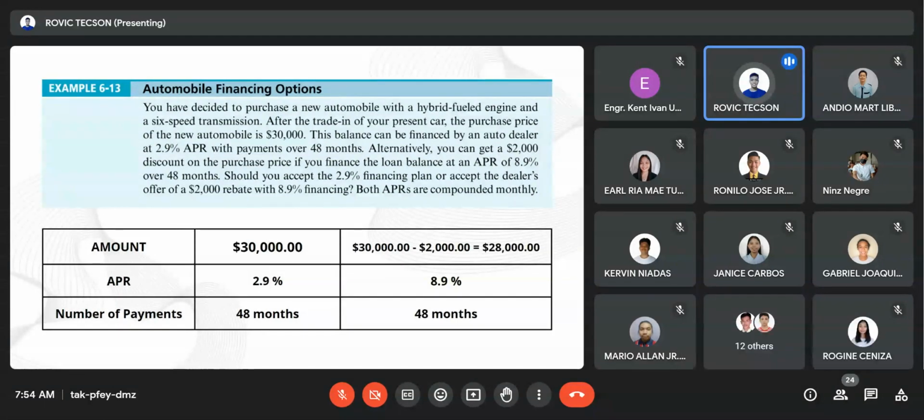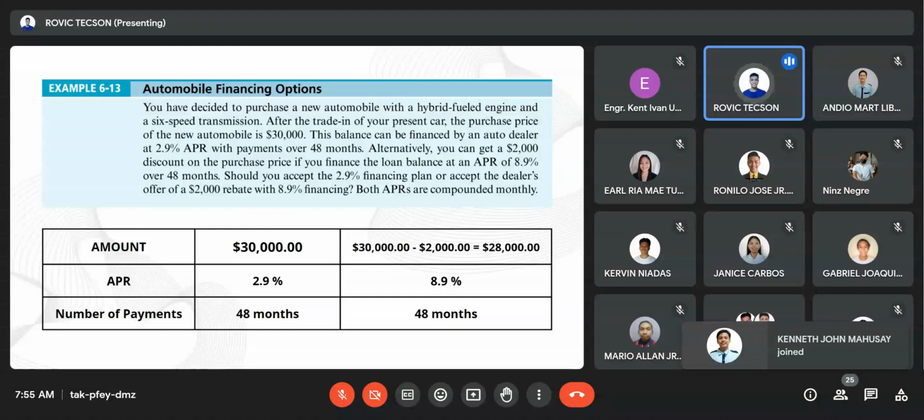So first is the automobile financing options. You have decided to purchase an automobile with a hybrid fueled engine and a 6-speed transmission. After the trade-in of your present car, the purchase price of the new automobile is $30,000. This balance can be financed by an auto dealer at 2.9% APR with payments over 48 months. Alternatively, you can get a $2,000 discount on the purchase price if you finance the loan balance at an APR of 8.9% over 48 months. Should you accept the 2.9% financing plan or accept the dealer's offer of a $2,000 rebate with 8.9% financing? Both APRs are compounded monthly.